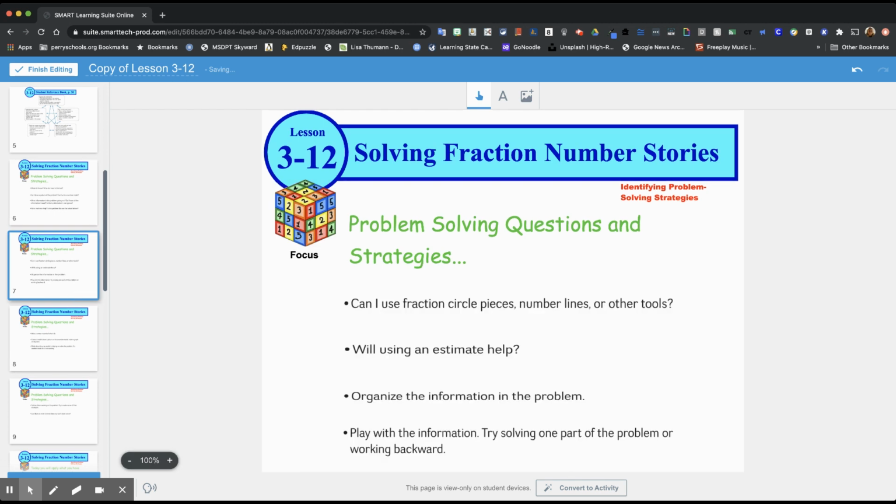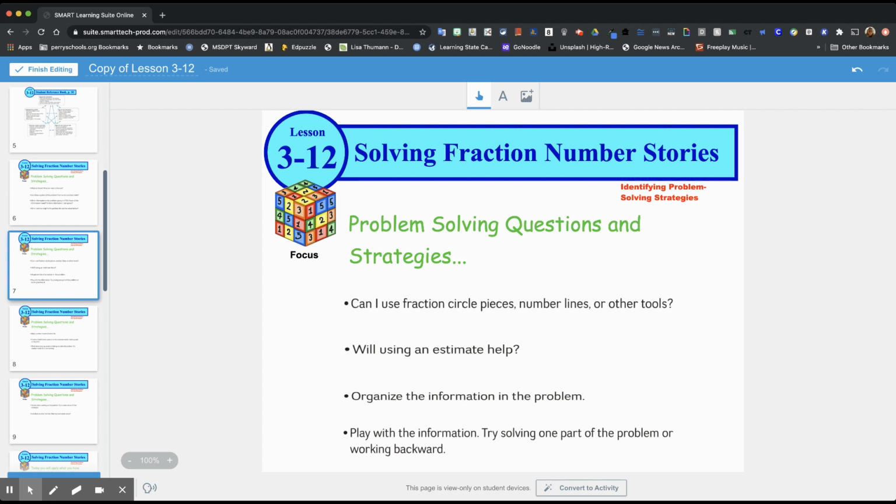Here are some more. Can I use fraction circle pieces, number lines, any other tools that have been provided to me? So think about that Everyday Math e-toolkit. Can I use those things that are in there? Will using an estimate help? Using those benchmarks. Can I organize the information? Can I make a list? Can I make some spots that take the information and put it into categories?